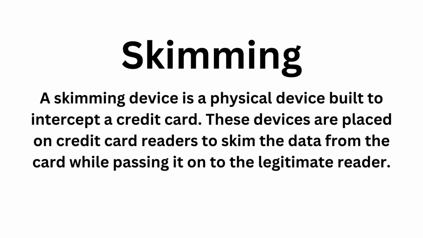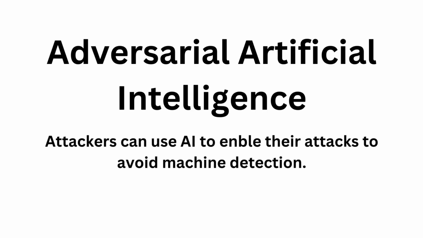Skimming. A skimming device is a physical device built to intercept a credit card. These devices are placed on credit card readers to skim the data from the card while passing it on to the legitimate reader. Adversarial artificial intelligence. Attackers can use AI to enable their attacks to avoid machine detection.